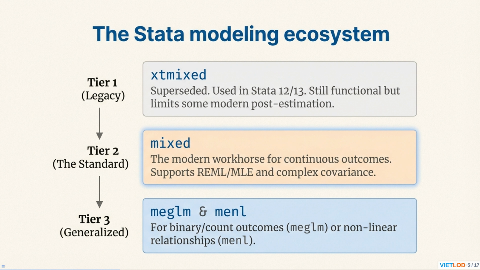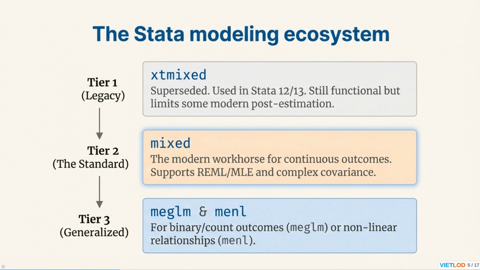The current standard and true workhorse for models with continuous outcomes is the mixed command. It's highly powerful and flexible, supporting various estimation methods like REML and MLE, along with complex covariance structures. This is what you'd use for modeling something like wages nested within firms.